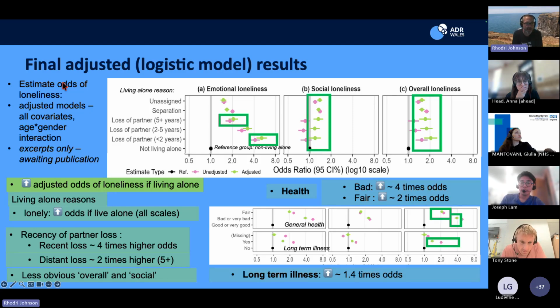Okay, so for health, bad health compared to good or very good health has 4 times the odds of reporting loneliness. And for fair health compared to good or very good, twice the odds of reporting loneliness. And for long-term illness, it's around 1.4, 1.5 times the odds compared to someone who doesn't have a long-term illness. Again, I guess just evidence of that link between health, loneliness, living alone; it's all linked up. Less obvious patterns, again, as I've said, across social and overall.